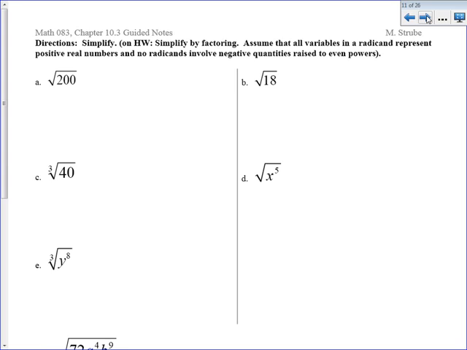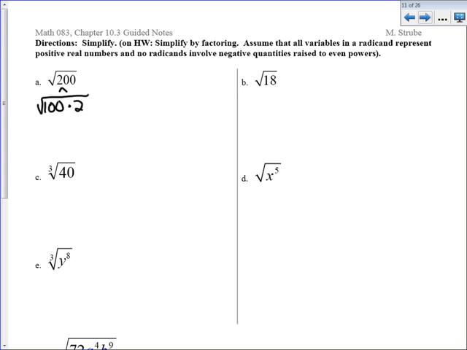So I'm looking for two numbers that multiply to 200, where one of them, it's a square root, so one of them is a perfect square. So I'm trying to break up 200 as something times something. One of them has to be a perfect square. 100 times 2. So 100 times 2 is 200, and half of that is a perfect square. So what I'm going to do is break this 200 up. It's still under a square root as the square root of 100 times 2. Because my product rule says as long as you're multiplying, it's okay to break it up.